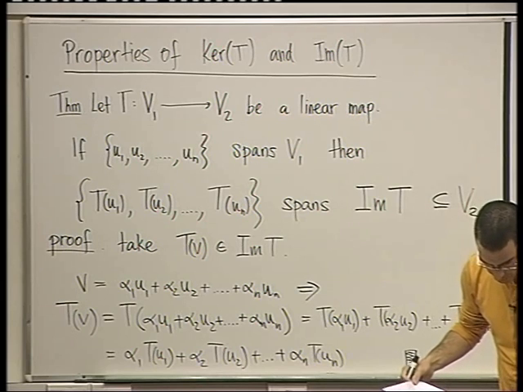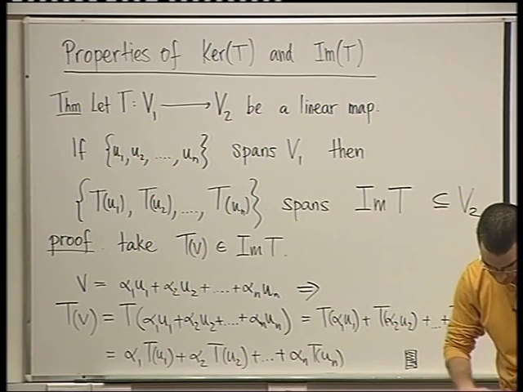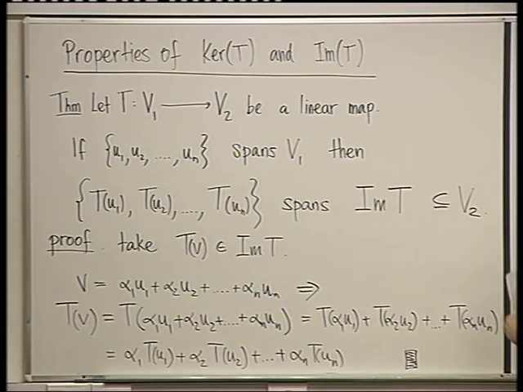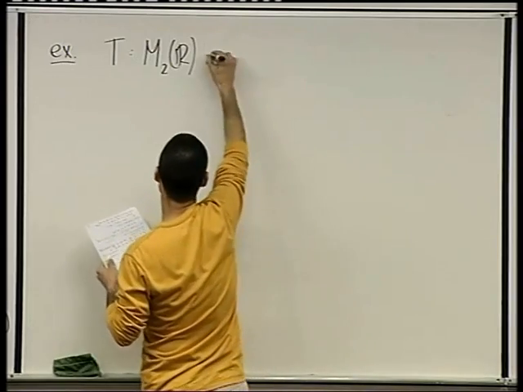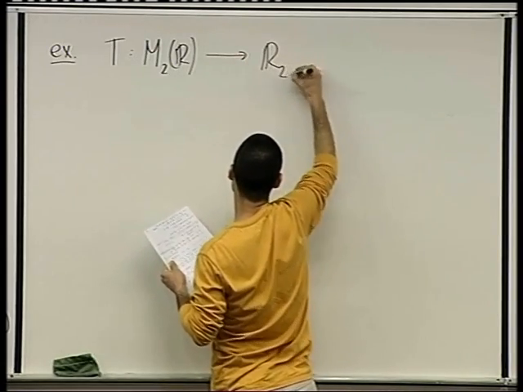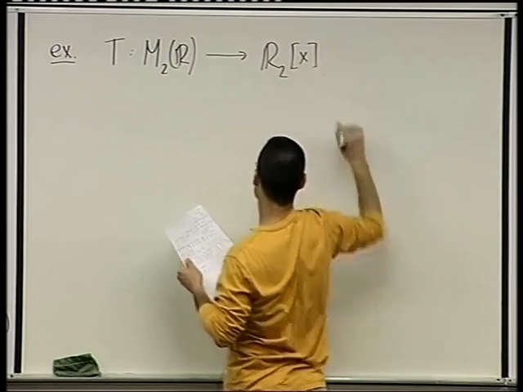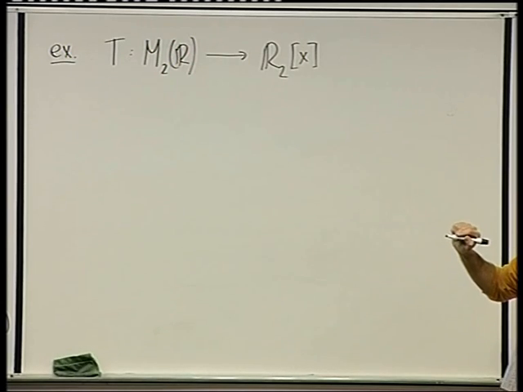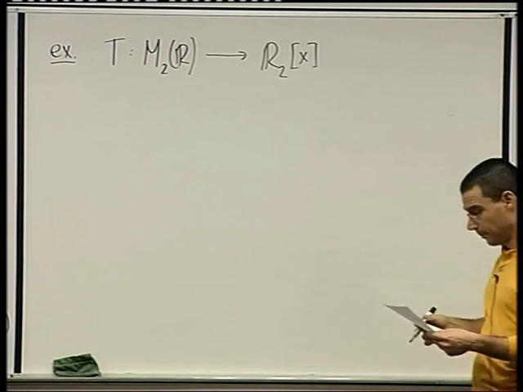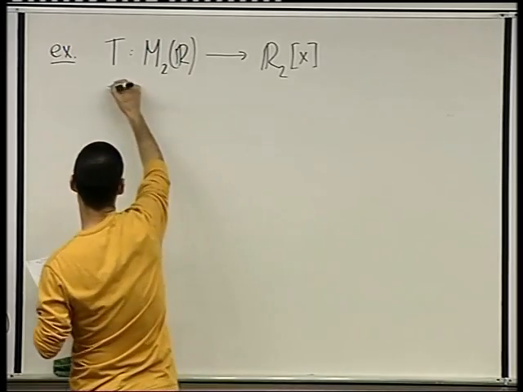Let's find the example. There it is. So, example. Let's take T going from M2 of R. What is M2 of R? Right, 2 by 2 matrices to R2 of X. These are polynomials of degree less than or equal to 2 with variable x and coefficients in R. Okay, I have to tell you what T does.